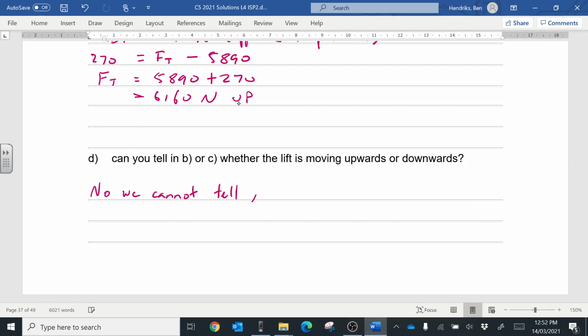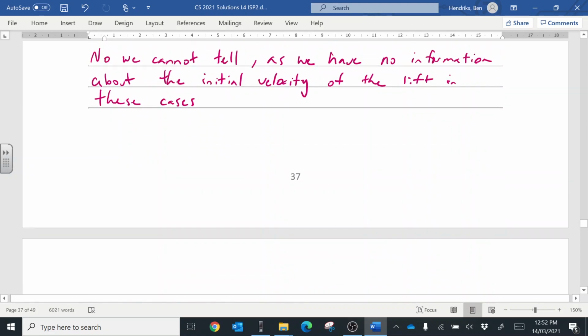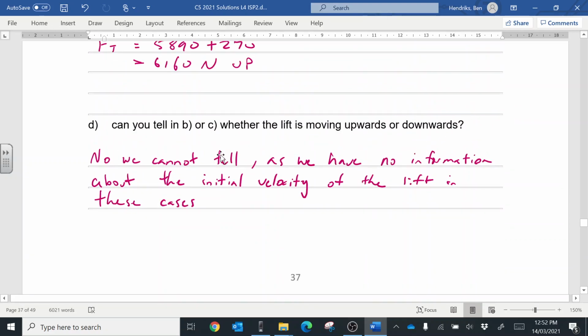We cannot tell, as we have no information about the initial velocity of the lift in these cases. Okay, and that is the end of that example. We'll go on to example 10 next time.